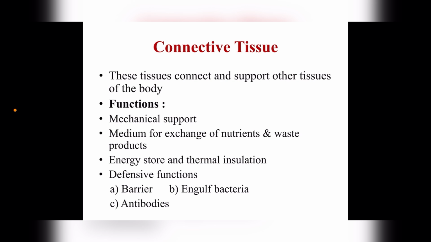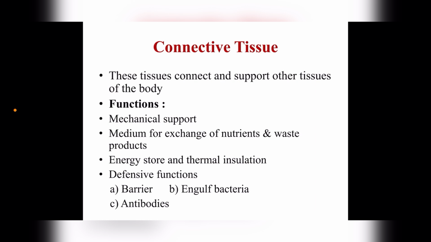Following are the other functions of connective tissue. First one, mechanical support. It acts as a mechanical support to other tissues or other organs of the body. Next one, medium for the exchange of nutrients and waste products. Waste products produced by the cells can be removed through the connective tissue. For that, connective tissue acts as a medium for the exchange as well as waste removal.